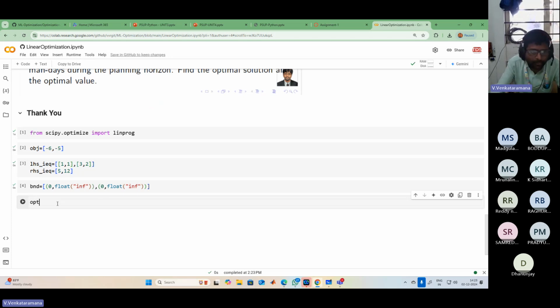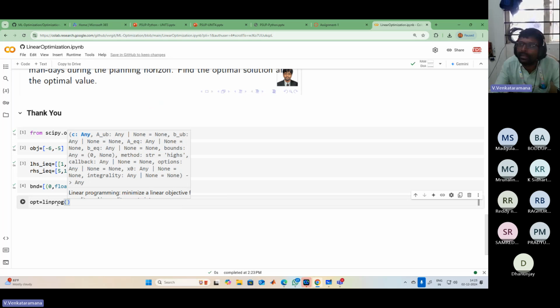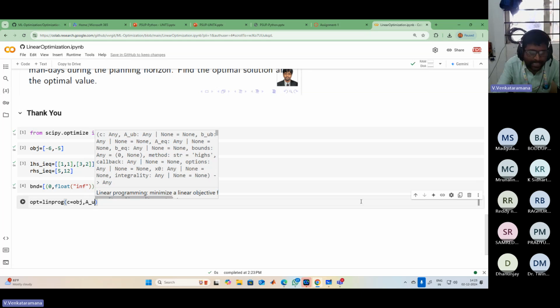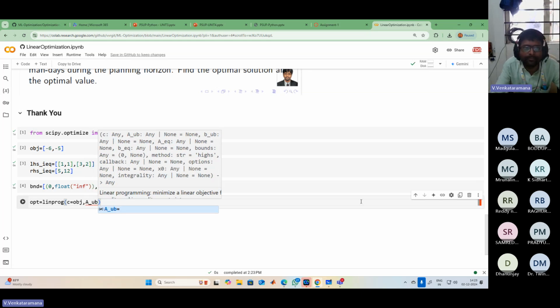For that, you can write opt equal to the variable name. You can use any variable name. Call your method linprog, and you have to pass all the things. First, you have to pass the cost function. Cost function is nothing but your objective function. Also you have to pass the AUB, BUB, A equivalent, B equivalent, bounds.